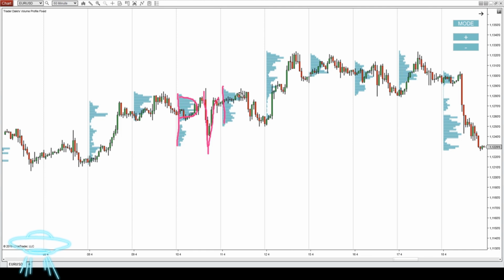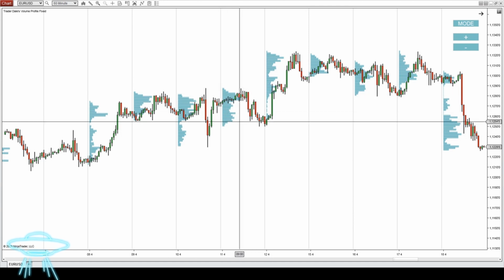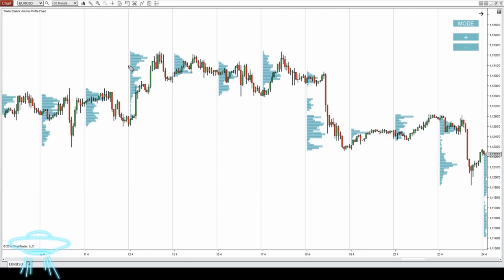Hard to tell what it is. Looks like a P-shaped profile, but the price is closing at the low of it below the 50%, so it is not a P-shaped profile. So I wouldn't really classify this one as any sort of profile. What happens next is that there is a thin profile, or it sort of looks like a P-shaped profile.